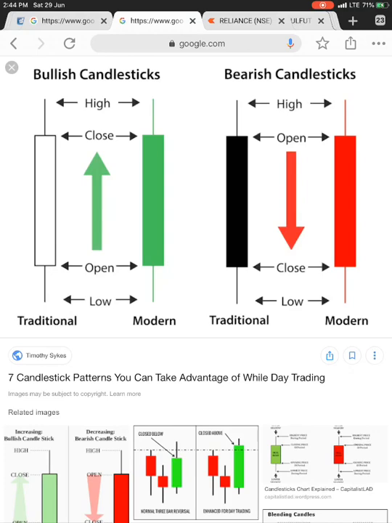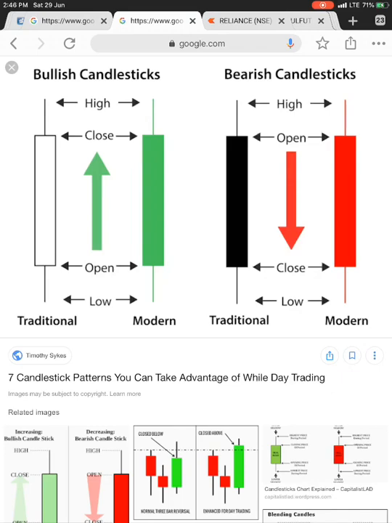And the bearish candle, that is the red one, has the same parts, but it is just an inverted bullish type. The low and the high are as seen in the figure, but the body is made up of the open, which is above, and the close, which is below. So these are the parts of the candle.